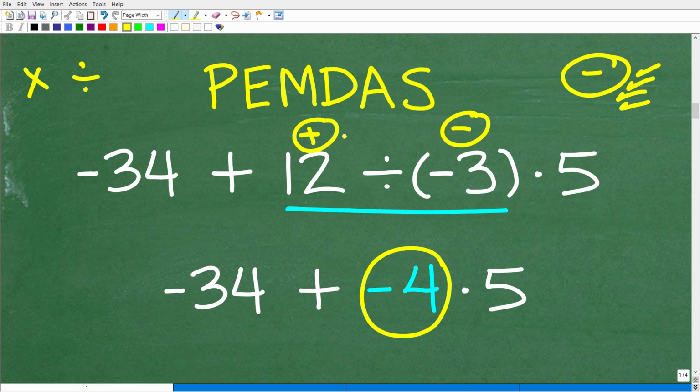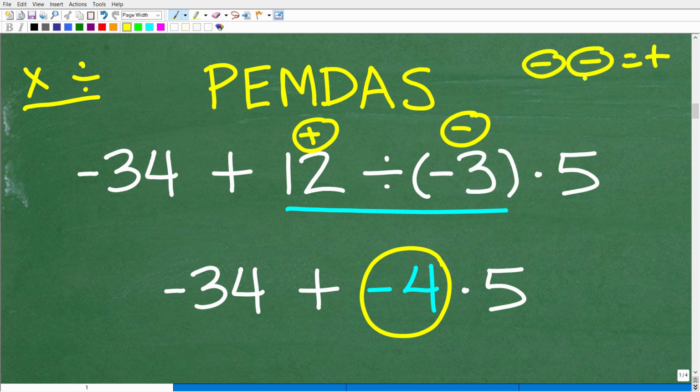So anytime there are different signs for multiplication and division, the rules are the same. The answer is always negative. Of course, when the signs are the same, the answers are positive. So negative times a negative is positive, and negative divided by a negative is also positive. Okay, so hopefully that makes sense. So we have 12 divided by -3, which of course is -4.